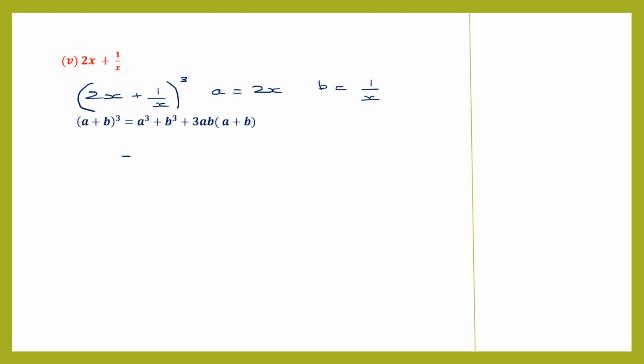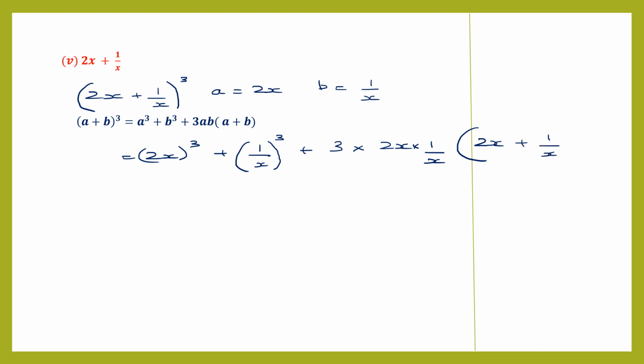Next one. So here again we have this. So let's write this: 2x plus 1 by x the whole cube. So in this case A will be 2x and B will be 1 by x. So now let's use the formula. According to this, a cube means 2x the whole cube plus b cube, which is 1 by x the whole raised to the power of 3, plus 3ab, means 3 into a which is 2x into b which is 1 by x, and in brackets we have a plus b, a is 2x plus b is 1 by x.